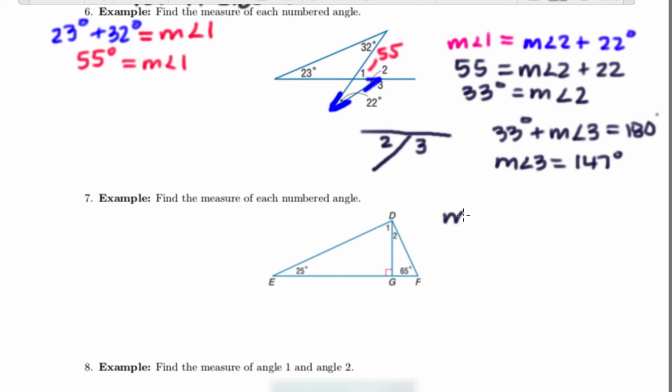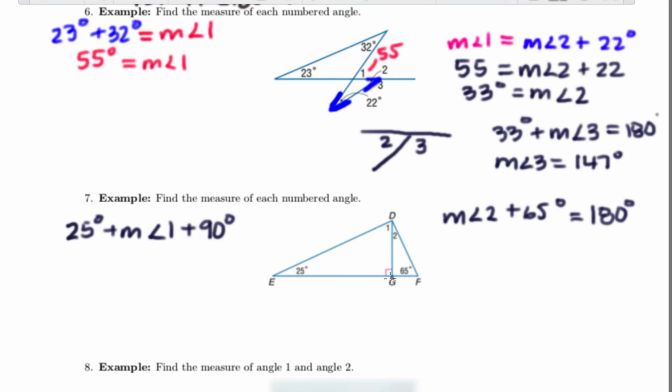So I can say the measurement of angle 2 plus the 65 is equal to the 180. But I also have that these three angles on the inside, I can say that the 25 degrees added to the measurement of angle 1 added to the 90 degree right angle, that little pink box right there, has to equal 180. And now I have two equations, one for the interior angles and one for the exterior angles.